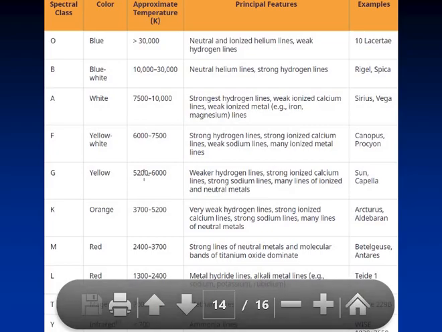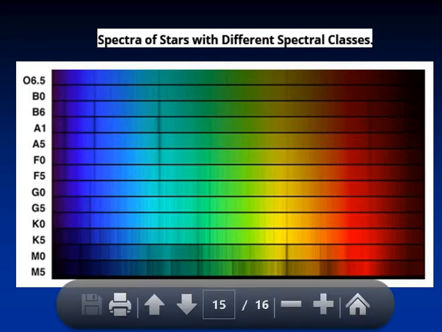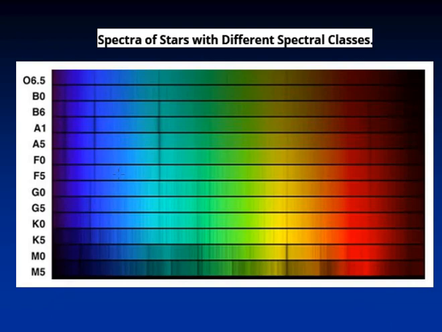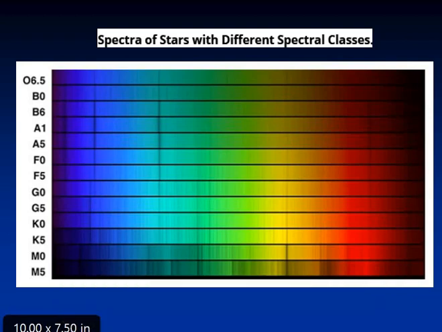Now before I finish, let me show you the spectra of stars with different spectral classes. These are the spectra for the different stars belonging to different spectral classes. Okay. So what did we do in this entire journey?